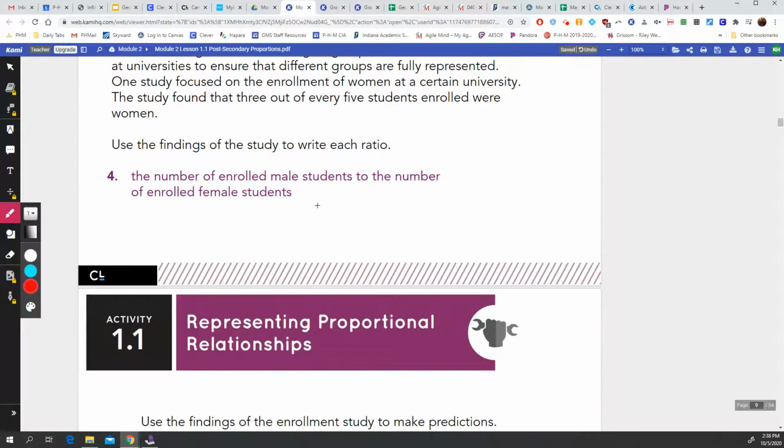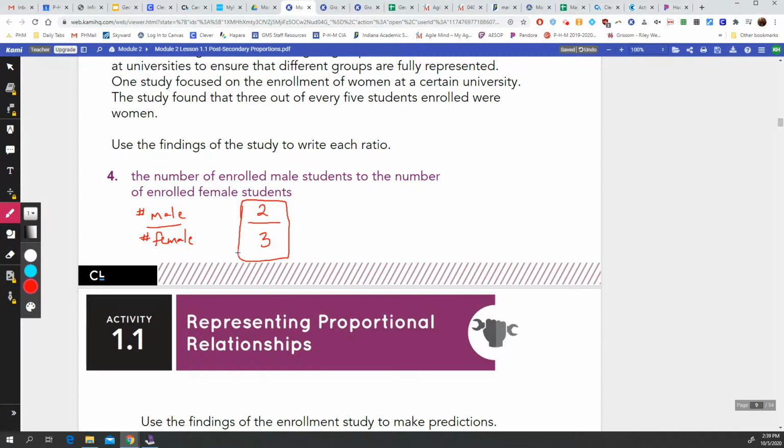Number 4, the number of enrolled male to the number of enrolled female. So they've kind of flip-flopped it here. Number of male compared to number of female. So number of male, remember, was 2 out of every 5. Female was 3 out of every 5. So this ratio of male to female would be 2 to 3, or 2/3.